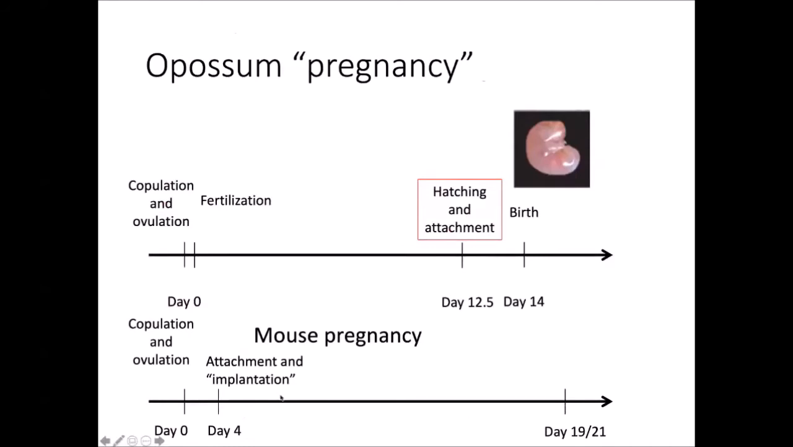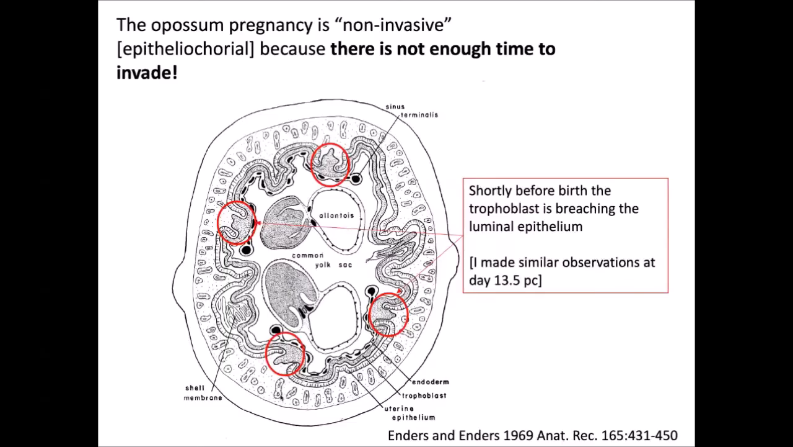the mouse placenta is deeply embedded in the epithelium of the endometrium. So the opossum pregnancy is non-invasive, technically epitheliochorial, because it doesn't have enough time to actually invade, right? There are only 2 days around here.